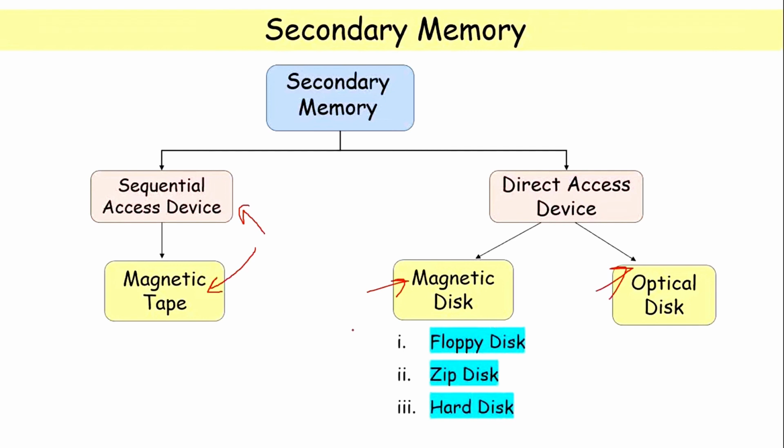Magnetic storage or magnetic disc uses different patterns of magnetization in magnetizable material to store the data in different forms, such as floppy disk, zip disk, hard disk, CD, DVD, Blu-ray disk.